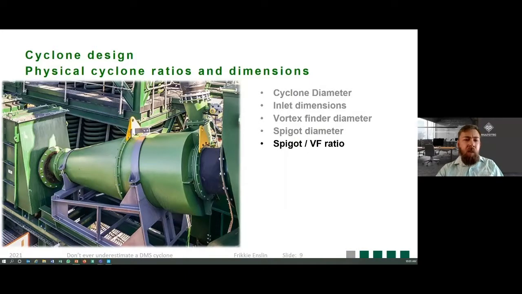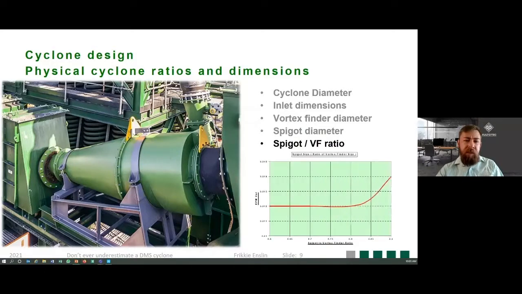I want to say, even one of the most important ratios that you need to consider when it comes to cyclone dimensions is your spigot to vortex finder ratio. I'll speak a little bit later on in the presentation more on this, but just to give you an idea, on your x-axis there you have your spigot to vortex finder ratio, and on your y-axis your Ep, or Epm, which is a value for the efficiency of separation of your DMS cyclone. So remember here, the lower your Ep, the better, because the better your efficiency is.